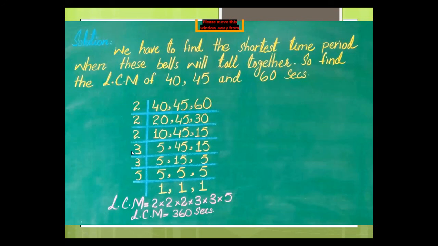Then you find another divisor. We try to divide all of these three, but here you see that 5 is not divisible by 3, but 15 and 45 are divisible by 3. Then you divide 45 and 15 by 3. Then the answer is 5 remains the same, 45 divided by 3 is 15, and 15 divided by 3 is 5.